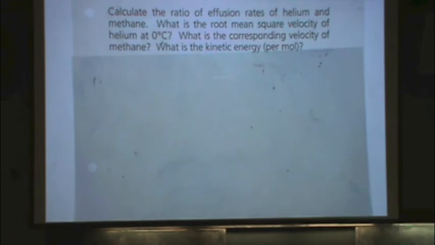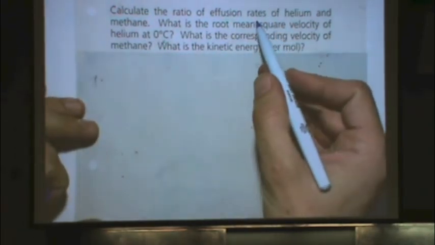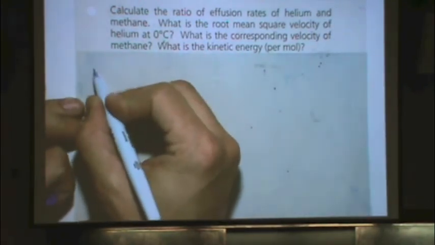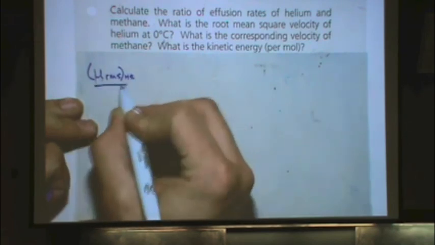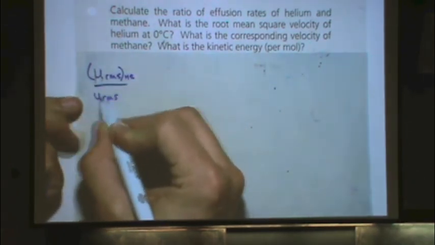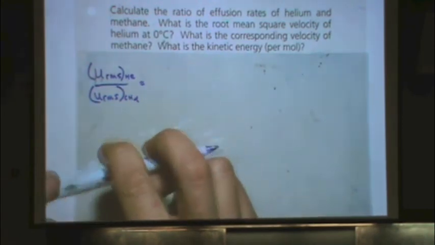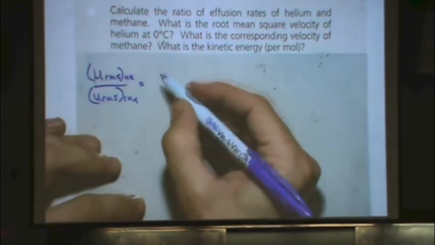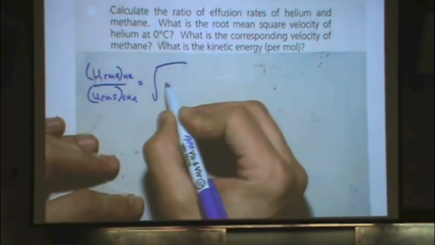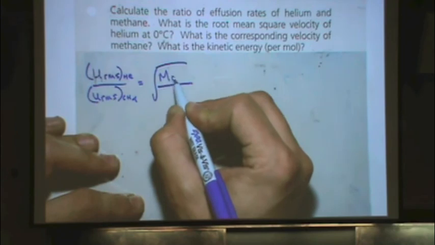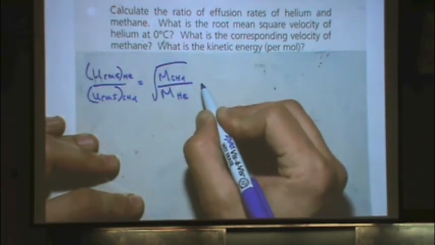Okay, let's try this. So what's the ratio of diffusion rates, that's velocity, of helium and methane? What we're saying is, it's the root mean square velocity of helium to the root mean square velocity of methane, CH4. We want that ratio. Okay? So, this is Graham's law. Whenever you're talking about 2 compounds, you're talking about Graham's law. So that's the molar mass of CH4 divided by the molar mass of helium.